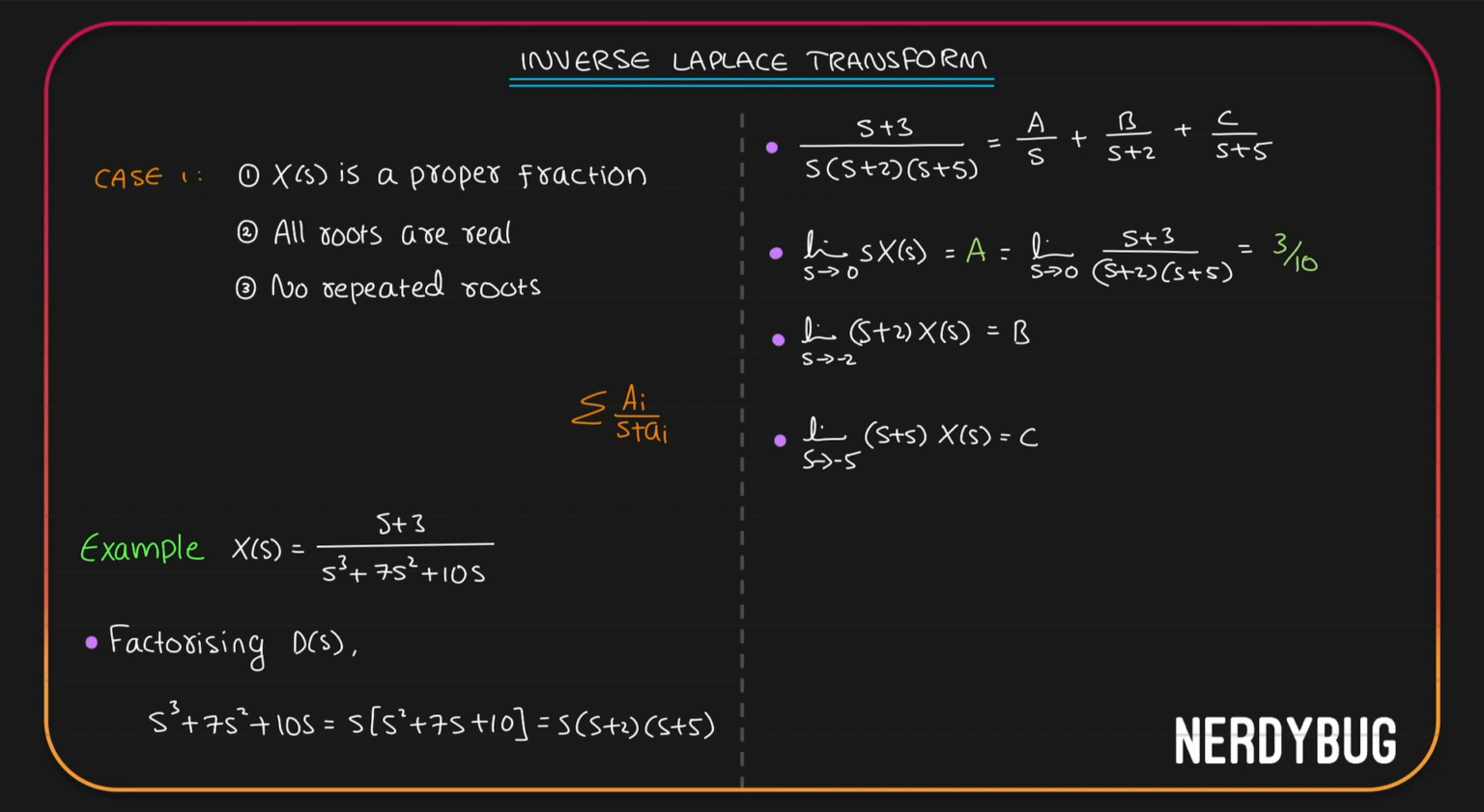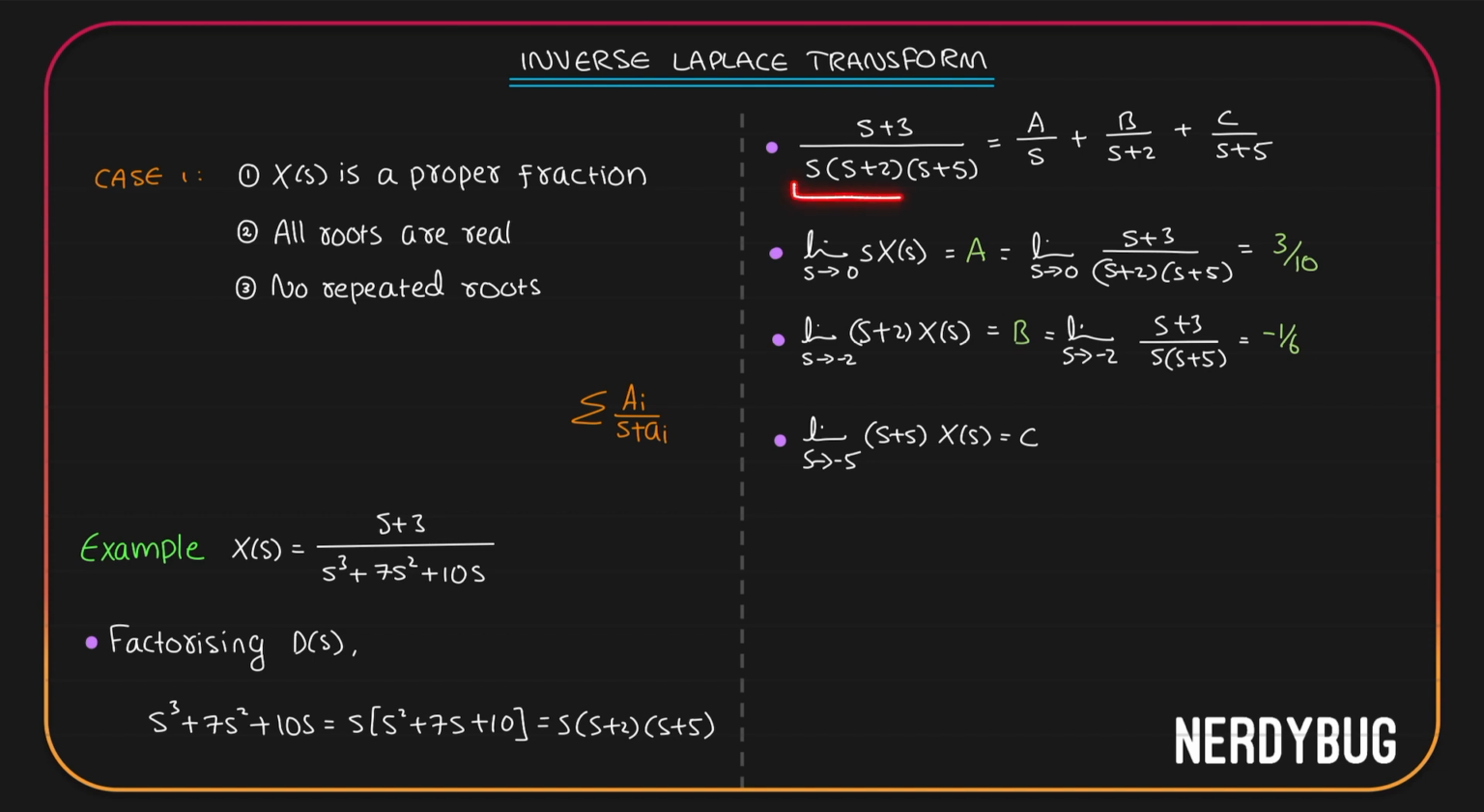Now to find b, we have to multiply this with s plus 2. So s plus 2 in the denominator will be cancelled. We get s plus 3 by s into s plus 5. So b is equal to limit s tends to minus 2, s plus 3 divided by s into s plus 5. Now let's give the value s equal to minus 2. So this becomes minus 2 plus 3, divided by minus 2 into minus 2 plus 5. And that is minus 1 by 6.